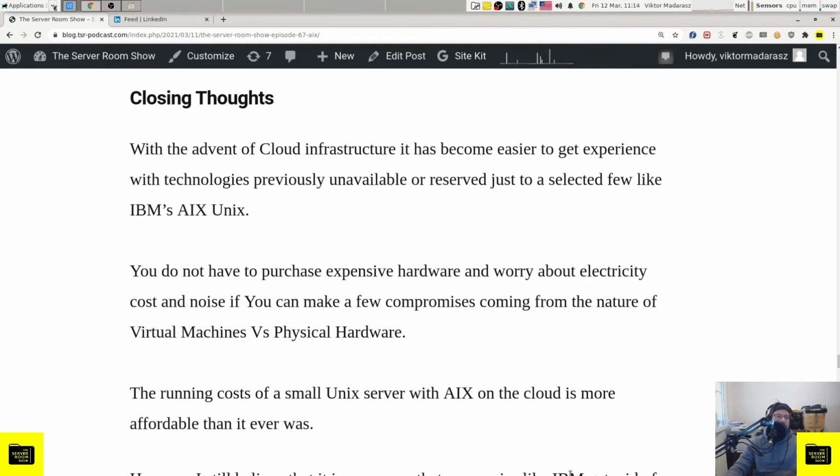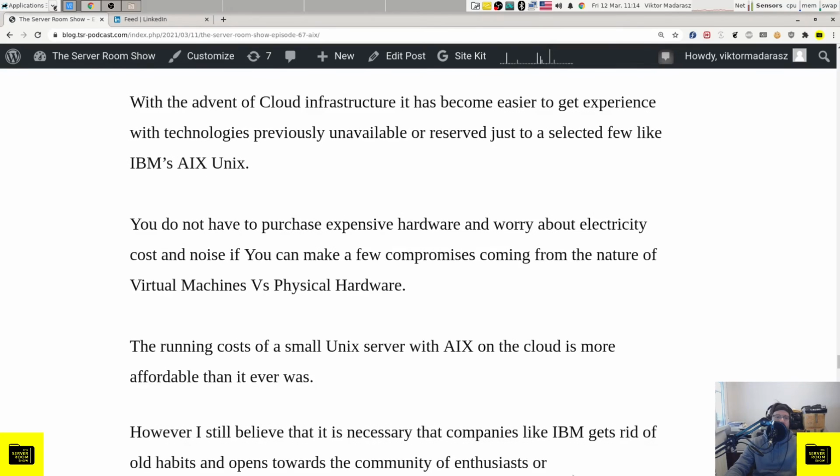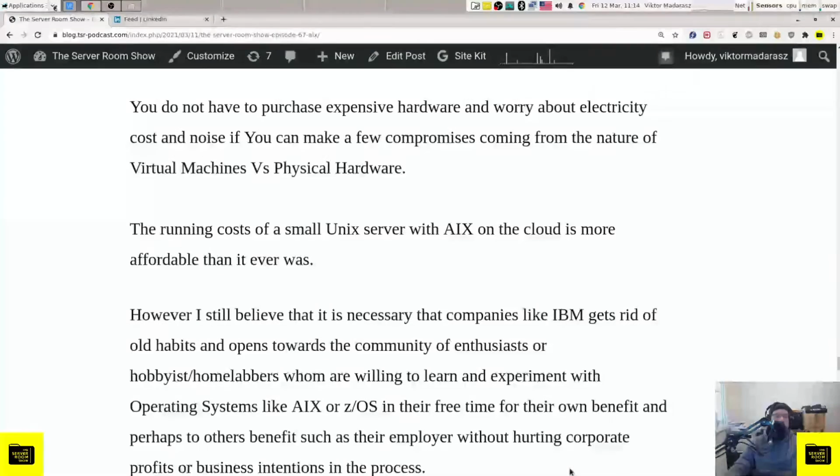My closing thoughts on all this: with the advent of cloud infrastructure, it has become easier to get experience with technologies previously unavailable or reserved for a select few, like IBM's AIX UNIX. You do not have to purchase expensive hardware and worry about electricity cost and noise if you can make a few compromises coming from the nature of virtual machines versus physical hardware.